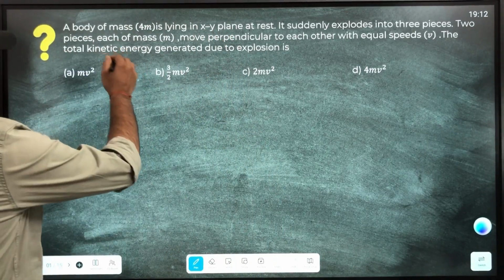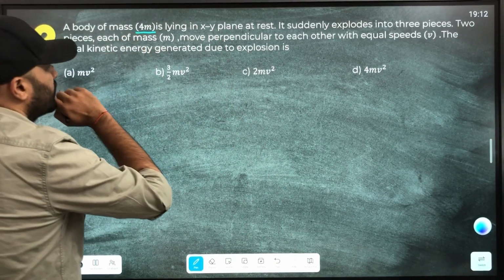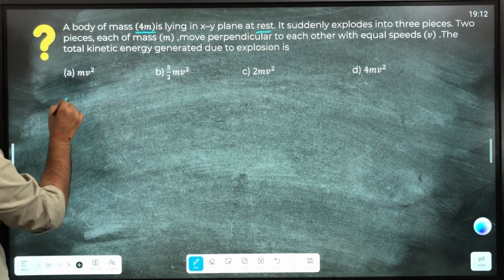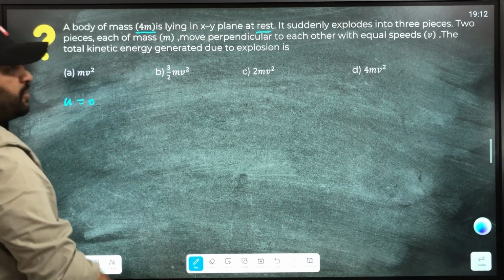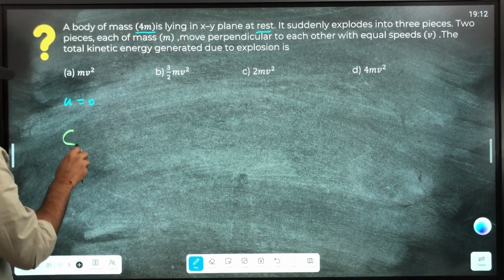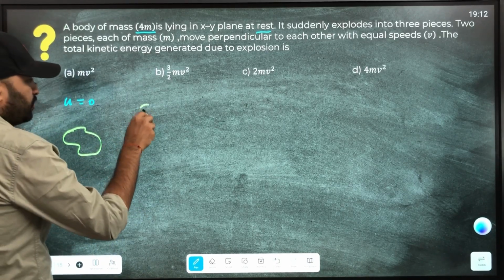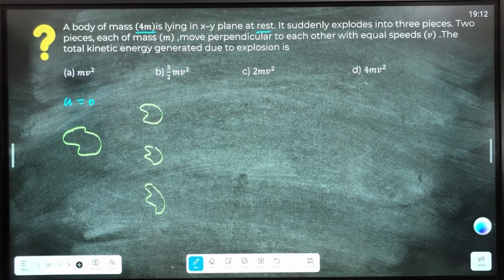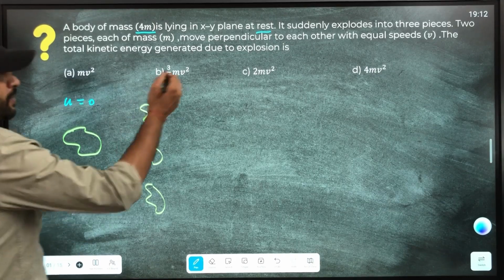Our first question says, a body of mass 4m is lying in the xy plane at rest. So initial velocity is 0, fine. It suddenly explodes into 3 pieces, fine. So let's say this is our object and it's exploding into 3 pieces: first piece, second piece and third piece. Two pieces each of mass m move perpendicular to each other.